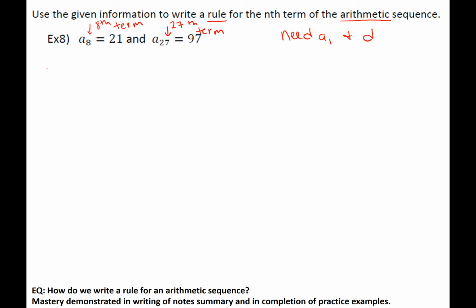So here goes. I'm going to say a sub 8 equals a sub 1 plus, for the n, since this is the eighth term, I would say 8 minus 1 and then times d. Then I'm going to do the same thing for the 27th term. So I'm going to say a sub 27 equals a sub 1 plus, this time 27 minus 1 times d. Then I'm going to simplify what I can.